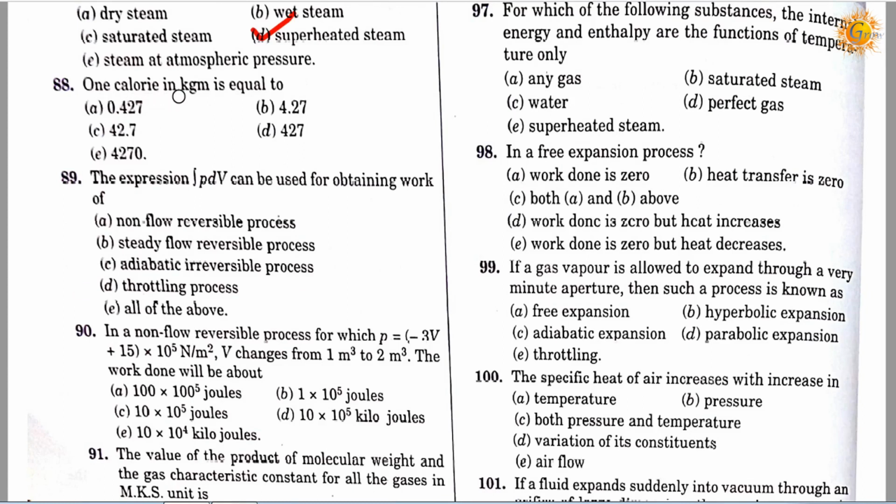1 calorie in kilogram is equal to option A 0.427, option B 4.27, option C 42.7, option D 427, option E 4270. So the correct answer will be A. 1 calorie in kilogram is equal to 0.427.